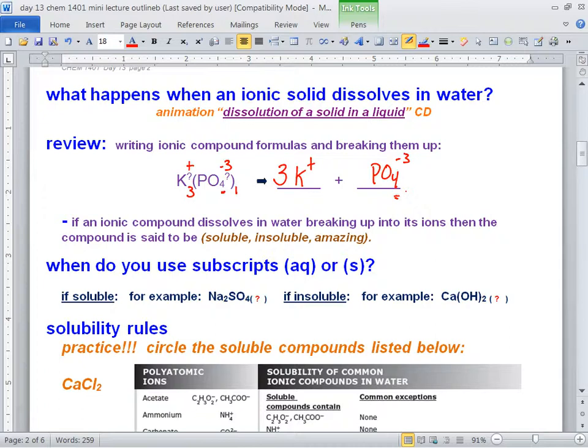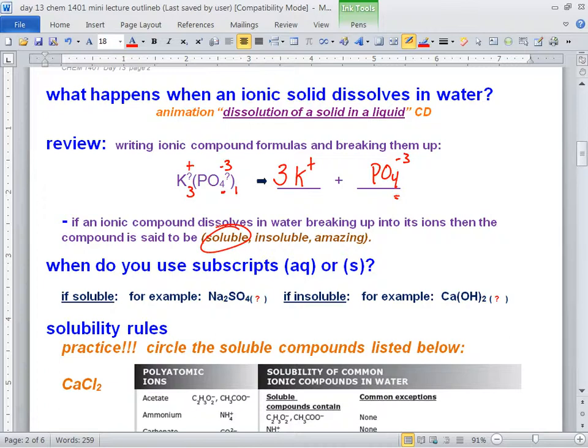Make sure we're on the same page here, Stephen. If an ionic compound dissolves in water, breaking up into its ions, then the compound is said to be... Which one? Soluble. Exactly. That's the terminology we have to get used to. So we have these subscripts, AQ and S. If it's soluble, for example, sodium sulfate is going to be soluble. And I'll give you the rules, no big deal. So I'm telling you that sodium sulfate is soluble.